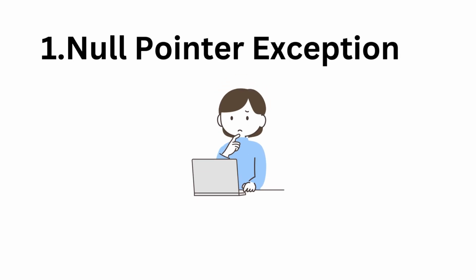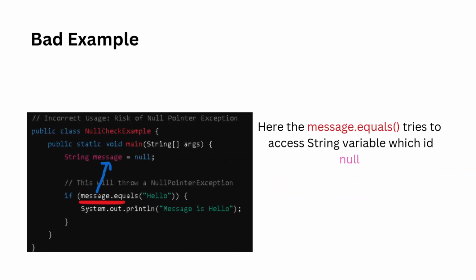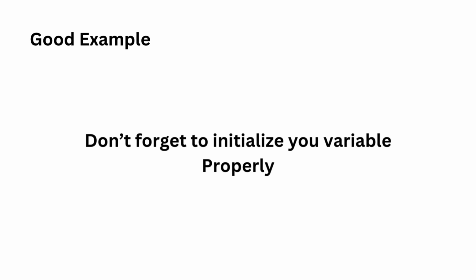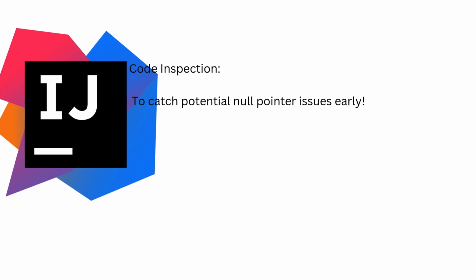Null pointer exceptions. These can be a nightmare. This happens when you try to access a method or field of a null object. The solution? Use optional classes, null checks, or even better, avoid nulls altogether by initializing your variables properly. Tools like IntelliJ IDEA even provide inspections to catch potential null pointer issues early.